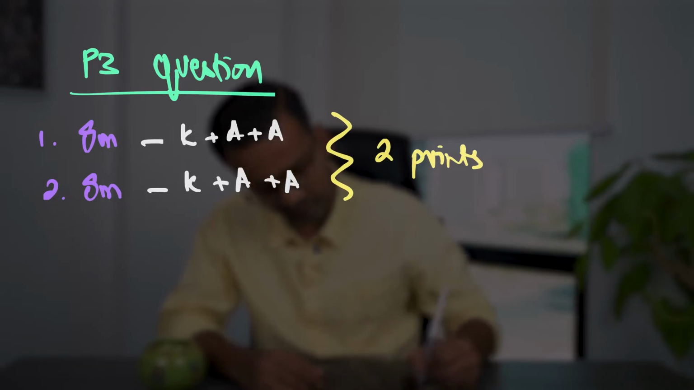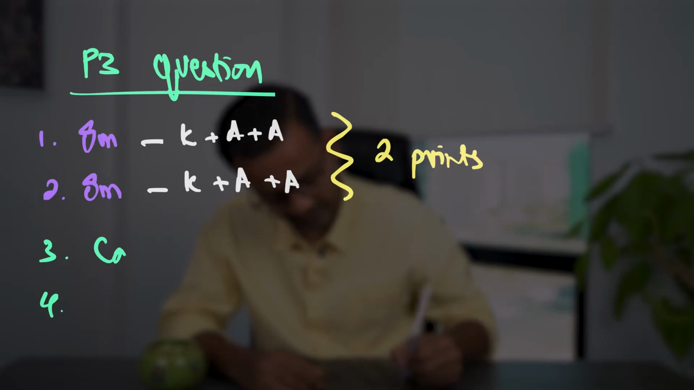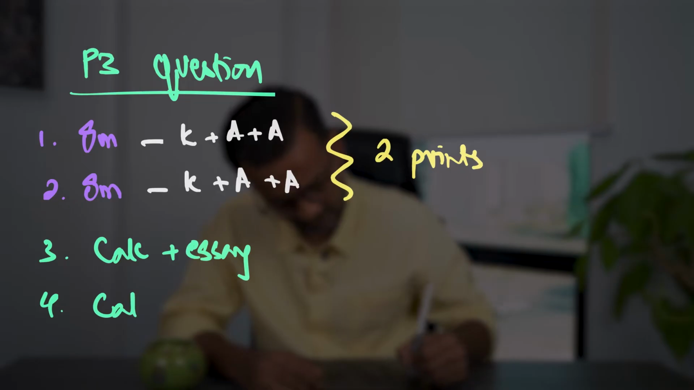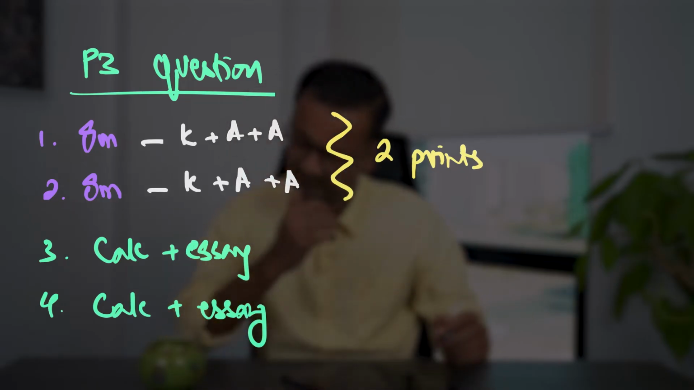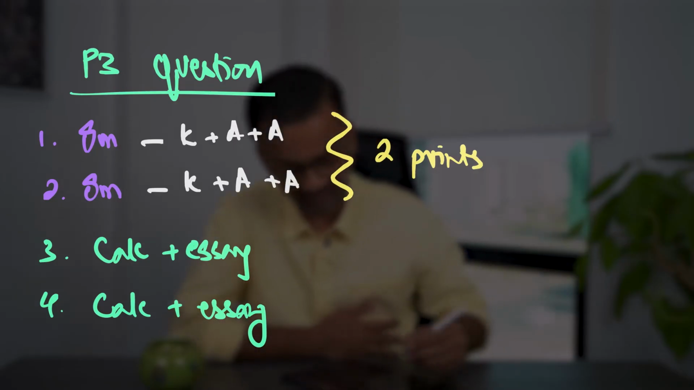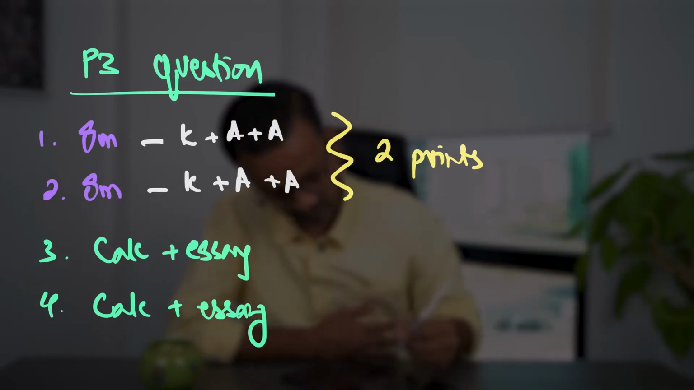And question 3 and 4 is where they will test your calculation skills. So this is going to be a calculation plus an essay answer question. Same for question number 3. Same for 4. So in total, basically, you're answering for 8 marks of calculations out of the 60 marks that you are appearing for in paper 3.